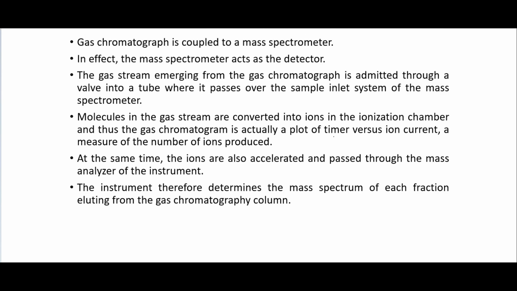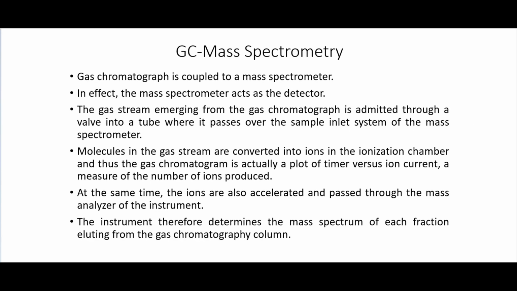One other thing I wanted to mention, because this is quite common in organic and biochemistry labs, is gas chromatography mass spectrometry. The gas chromatograph is coupled to a mass spectrometer, so in effect the mass spectrometer acts as the detector. The gas stream emerging from the gas chromatograph is admitted through a valve into a tube where it passes over the sample inlet system of the mass spectrometer. Essentially it goes right from the GC into the mass spec so that we can get the mass spectrum of our compounds that are coming off at different times.